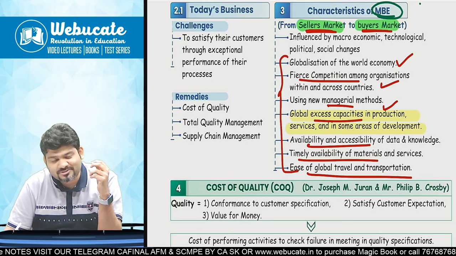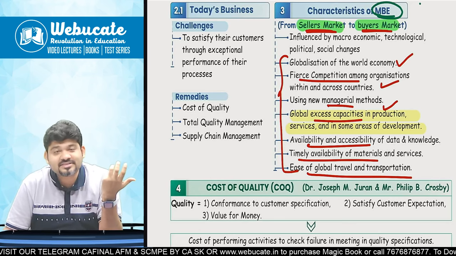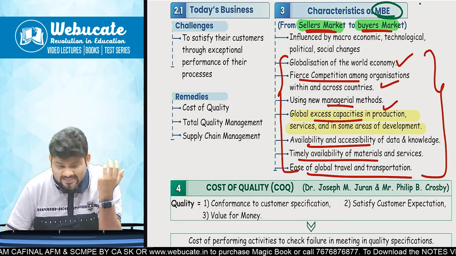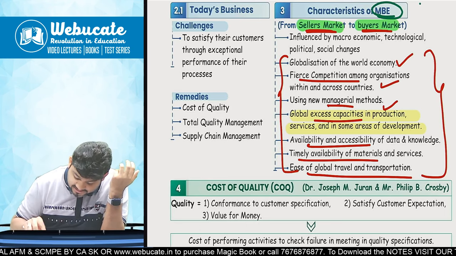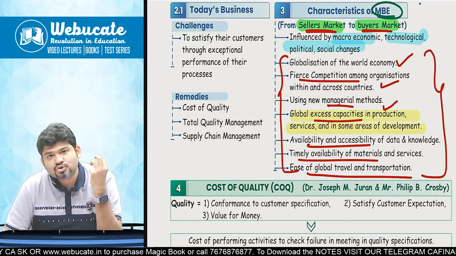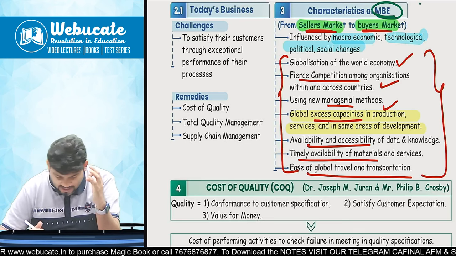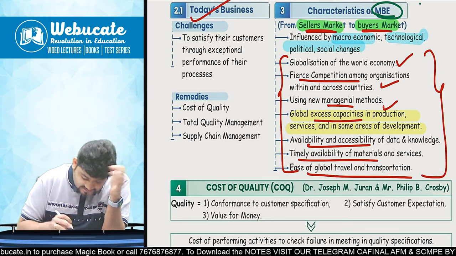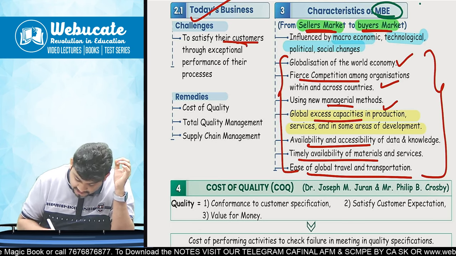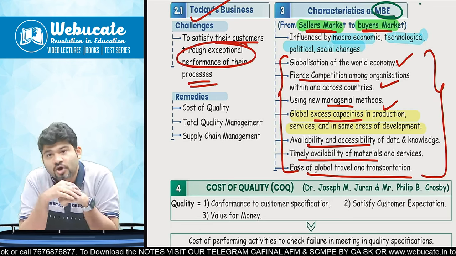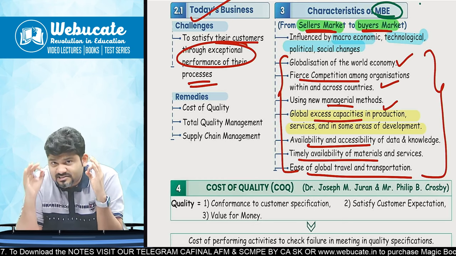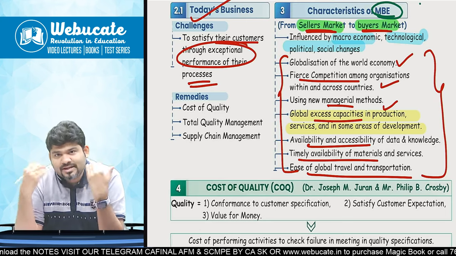You can travel to any part of the world, get the product that you want, get the service that you want. So that is how the modern business environment is characterized, and a lot of it has changed in terms of macroeconomic, technological, political and social changes. And now, as per today's businesses, there is just one challenge, and that is to satisfy the customers through exceptional performance of your processes. Your process has to be so good that the customer should get the value for the money that he is paying.